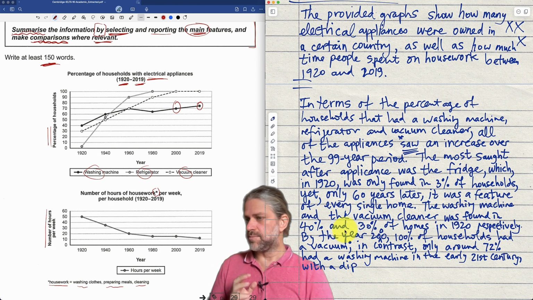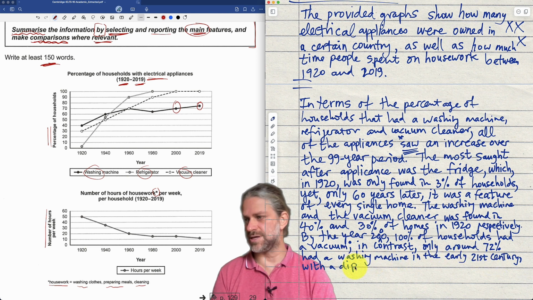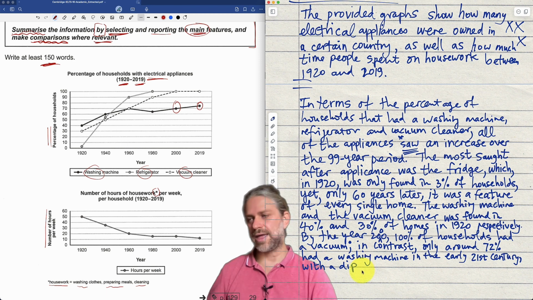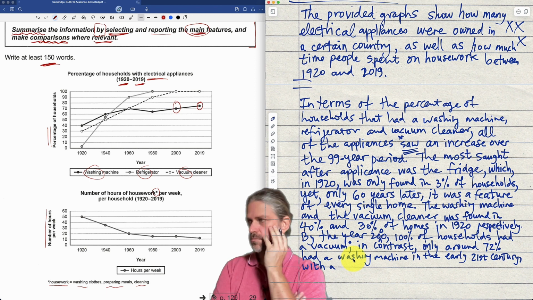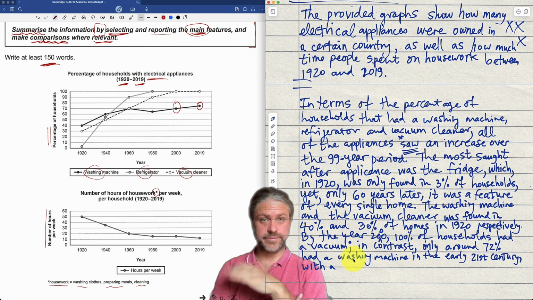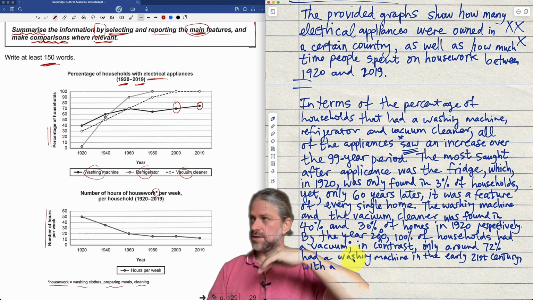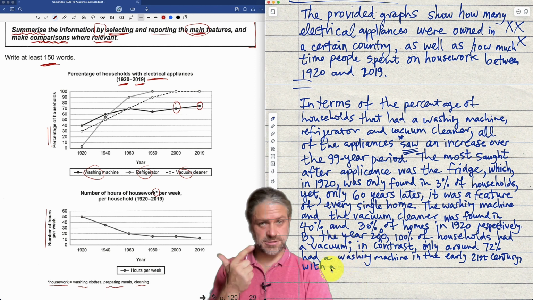It's possible. Who knows? Okay, so we had a washing machine in the early 21st century with a dip, and it was an unusual dip because it's the only time it didn't. With a trend breaking dip. It broke the trend. The trend is going like this for the others. Pretty much all of them are going like this, and then it broke the trend just briefly. So I'm going to use a trend breaking dip.